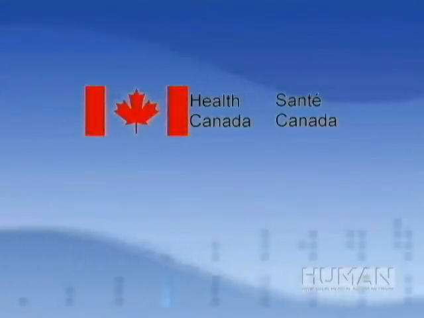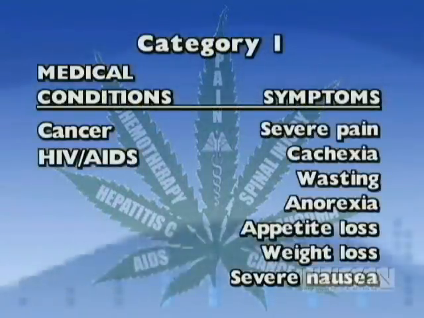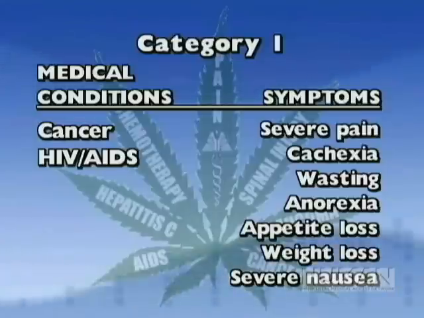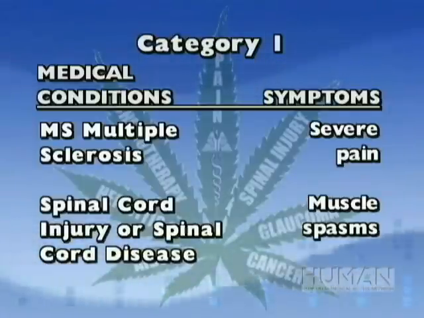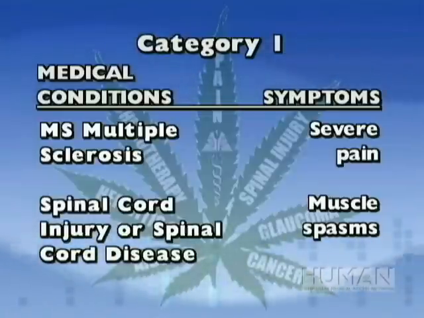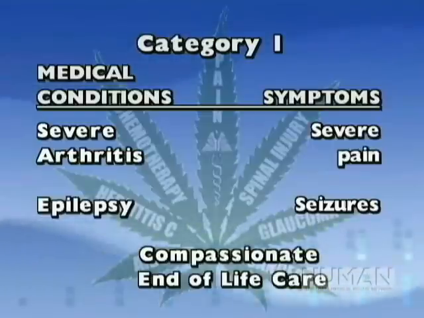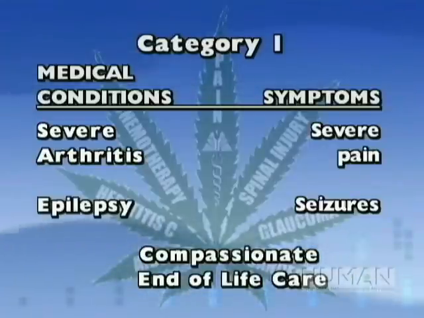According to the Health Canada Marijuana Medical Access Regulations, people with the following medical reasons can apply to obtain an authorization to possess marijuana for medical purposes under Category 1. Health Canada, for Category 1, lists these symptoms for cancer and HIV/AIDS. Also under Category 1 are multiple sclerosis with severe pain, spinal cord injury or spinal cord disease with muscle spasms, severe arthritis with severe pain, epilepsy with seizures, and compassionate end-of-life care.